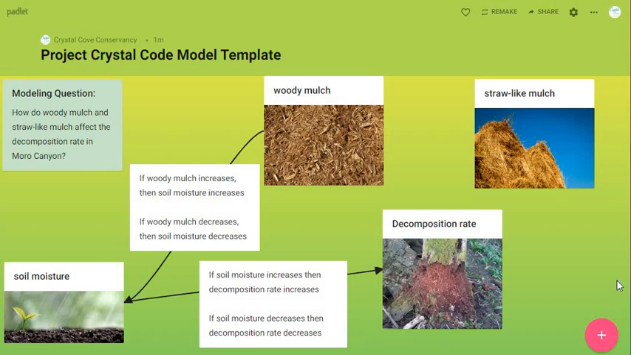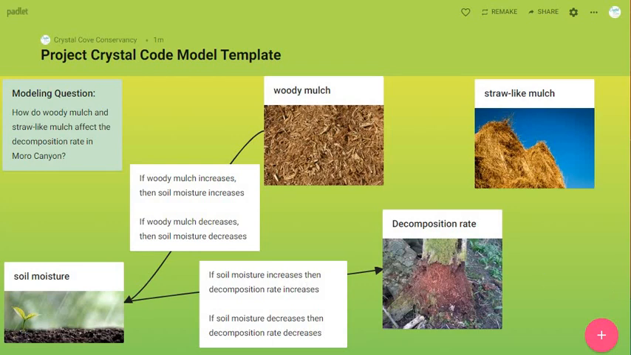So by now you should have your model set up in Padlet. I still have mine super simple with just those first few connections that we talked about earlier. Yours will of course have much more. As your team was setting up your model, you were prompted to create these conditional statements that predicted how your research team thought one component or process might affect other factors in your models. Now that it's all set up, we can use those conditional statements to help us think logically about how these different factors might affect the decomposition rate of Morro Canyon.